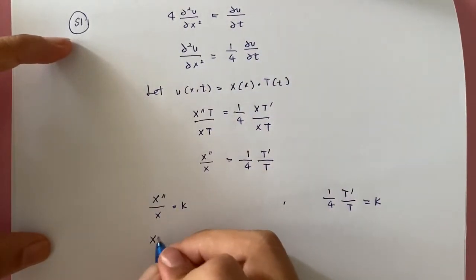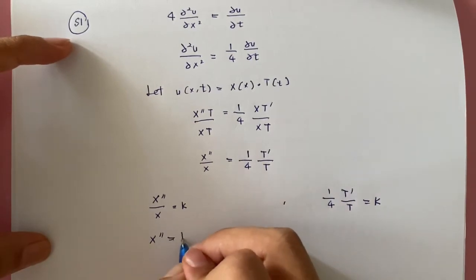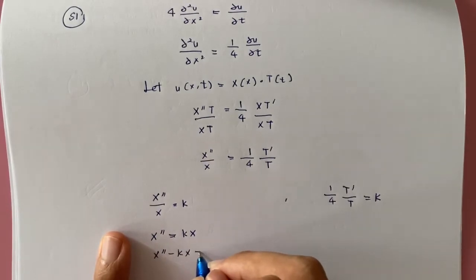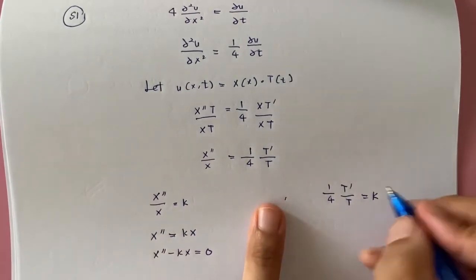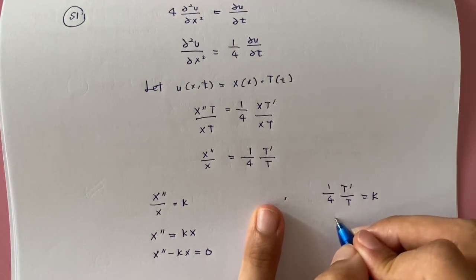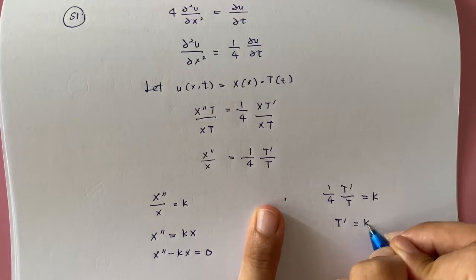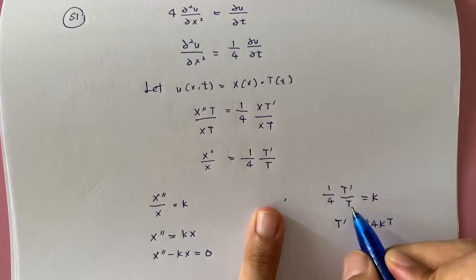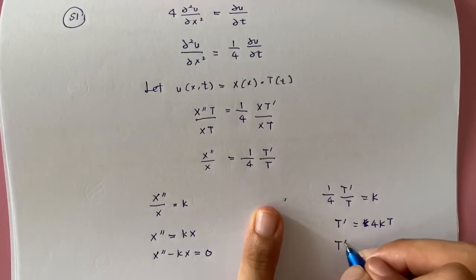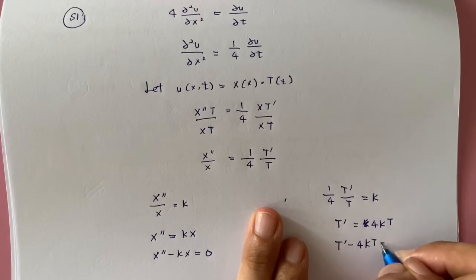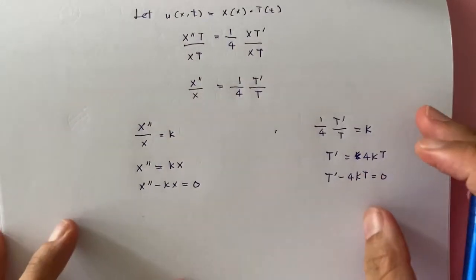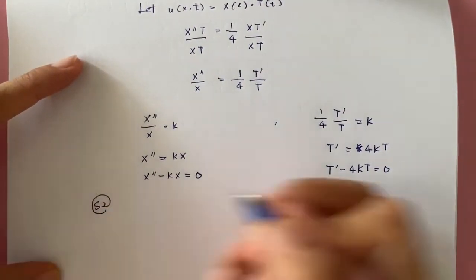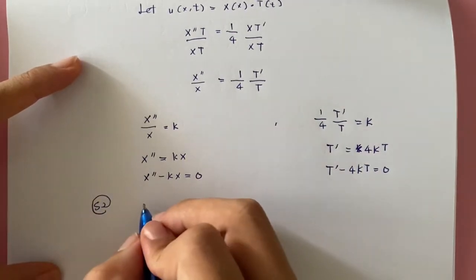For this one, we have X double prime equal to kX. We move the X, and then we have X double prime minus kX equal to 0. For this one, we have T prime equal to 4kT. We move the 1 over 4 and T, and then we have T prime minus 4kT equal to 0. So we have these two ODEs.